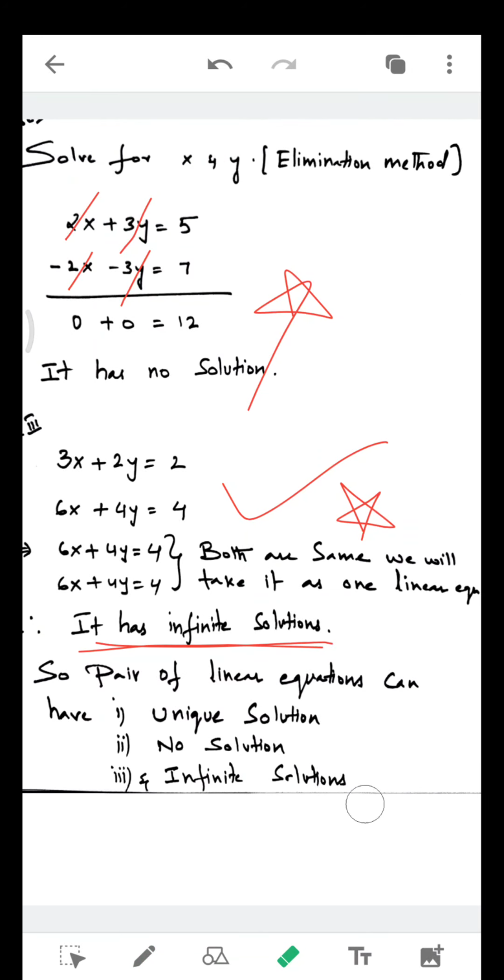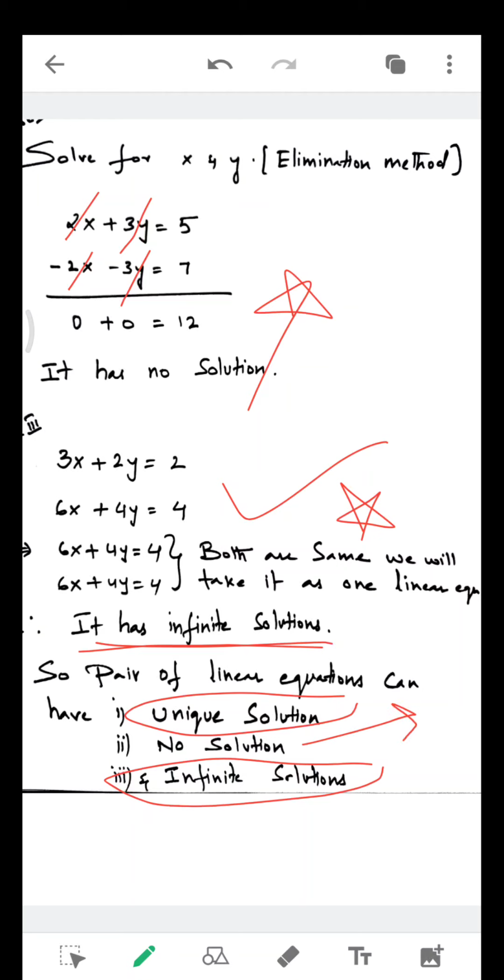Consistent equations are the equations which can be solved, the equations which have a solution. So when you get a unique solution, you can say it is consistent. Infinite solutions is also consistent, whereas no solution is called inconsistent.